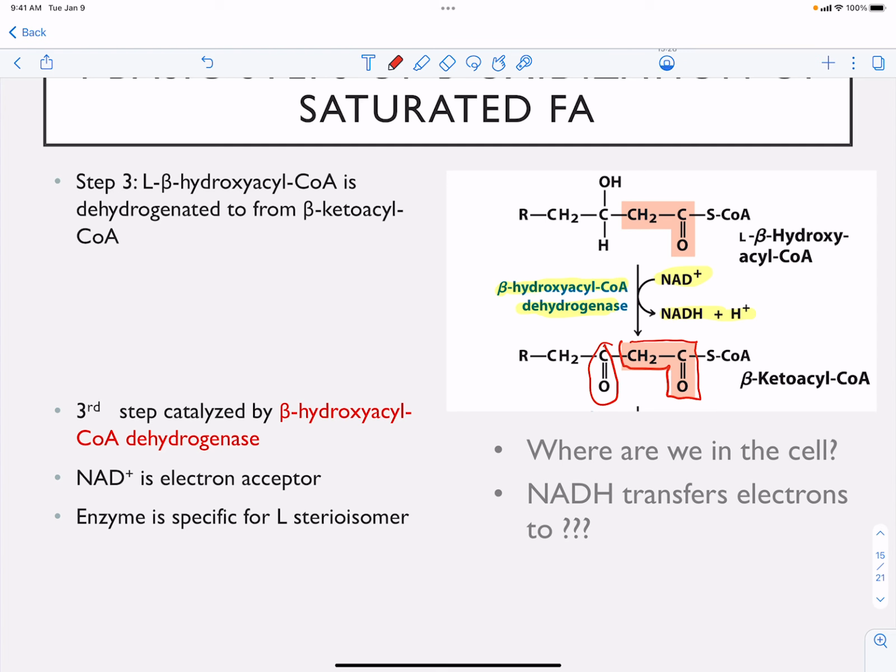And so we are in the cell, we are in the mitochondrial matrix. And what does NADH transfer electrons to? It's to enzyme 1 of the electron transport chain.